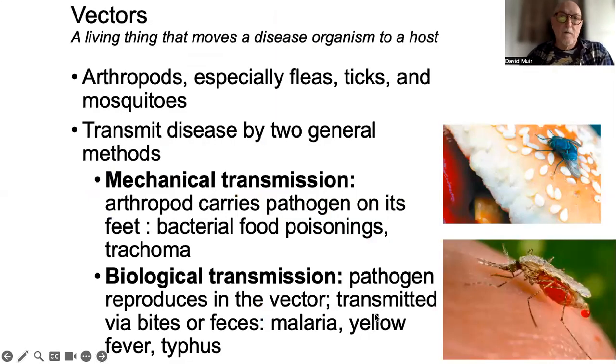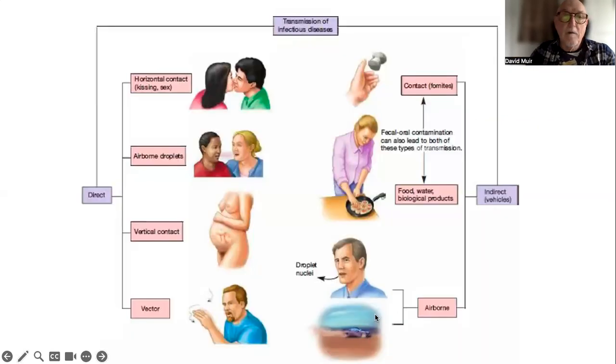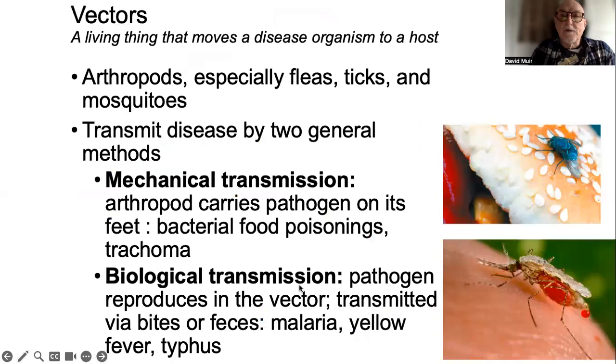So just a quick word about the vectors, because vectors are so important in human disease. In fact, apart from viral diseases such as influenza, these vector-borne diseases are often the major controlling factors on human population.